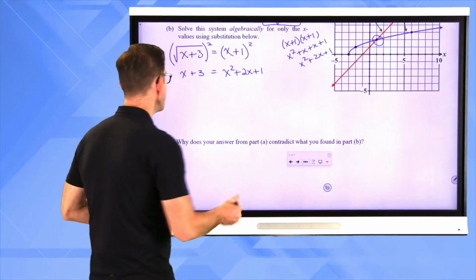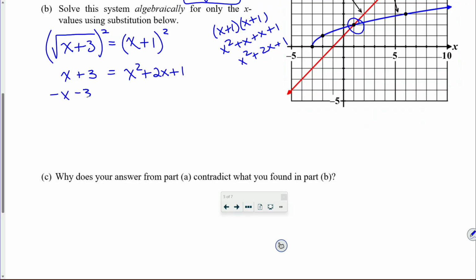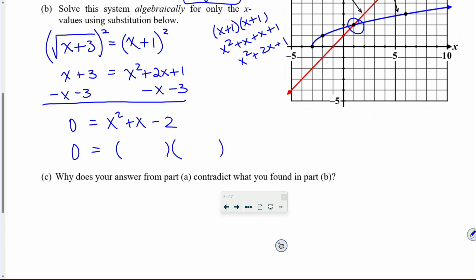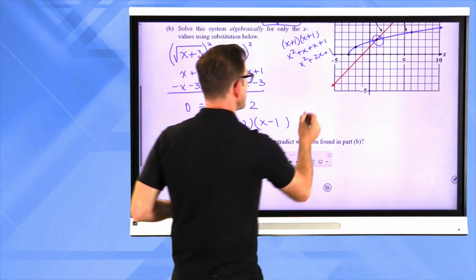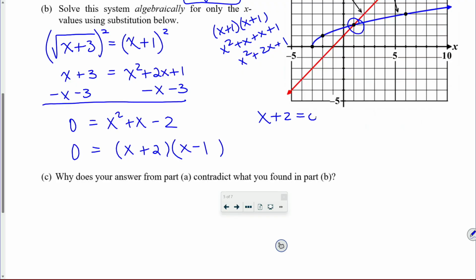All right, to get the zero product law to apply, I'm going to subtract an x and a 3 from both sides. That gives me 0 is equal to x squared plus x minus 2. I can now factor this trinomial by using product and sum considerations, and it ends up being x plus 2 times x minus 1. Now that it's factored and equal to 0, I can set each factor equal to 0. x plus 2 is equal to 0, which means x equals negative 2. And x minus 1 is equal to 0, which gives me x equal to 1.